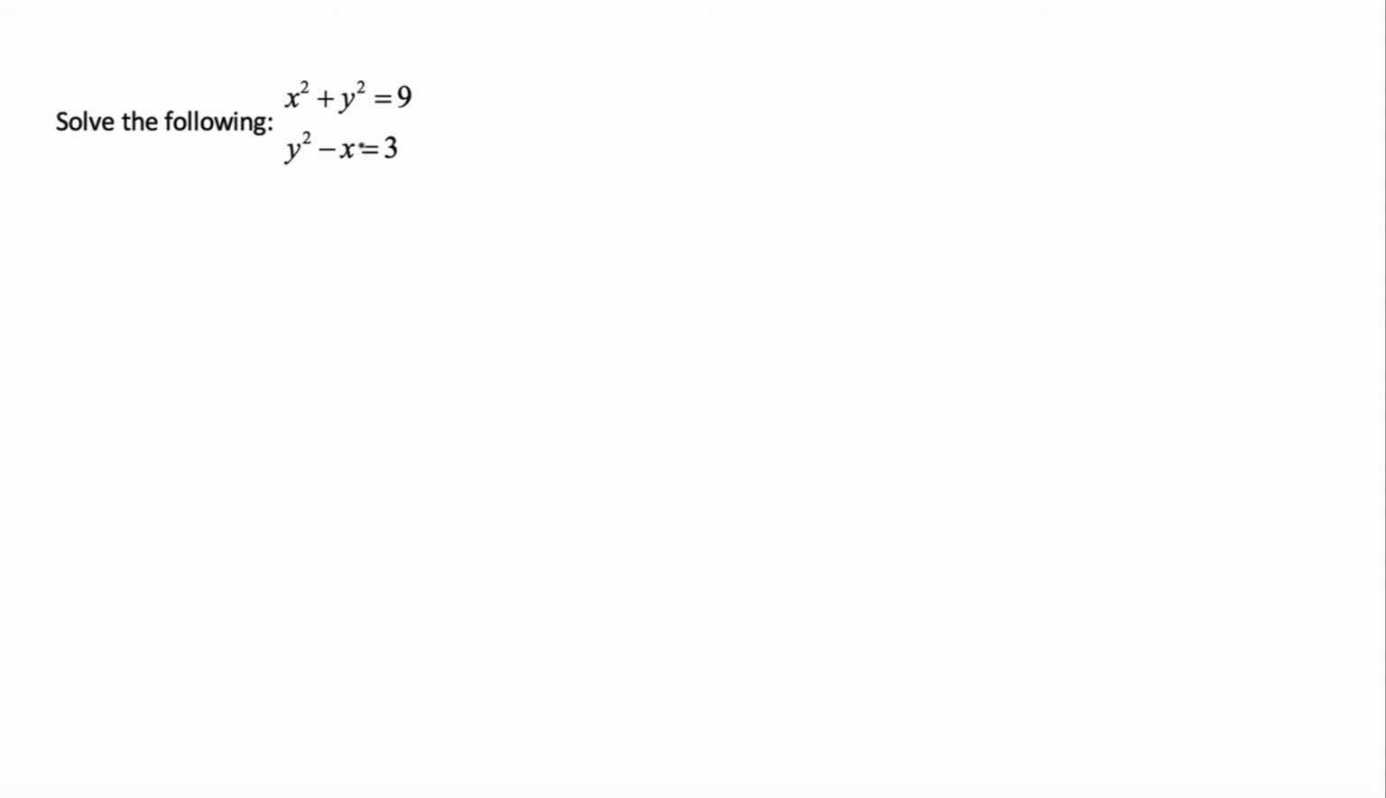So what we're going to do is still use either elimination or substitution to solve these. The first thing we note is that they both have a y squared term. So if I say y squared is equal to x plus 3, we can use substitution. We can substitute this y squared for x plus 3 in the other equation. So let's do that. x squared plus y squared equals 9, but what should I put in the place of the y squared? I should put the x plus 3 here.